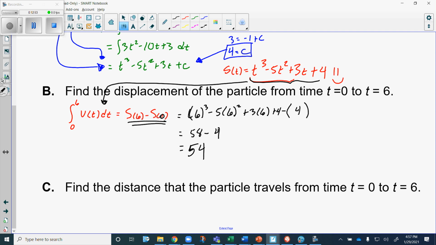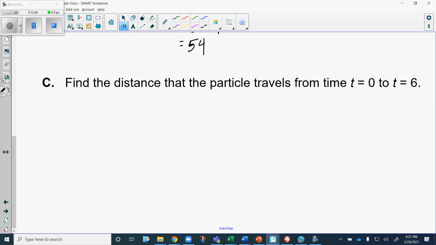And part C, find the distance that the particle has traveled. Well, the distance in this case can get a little hairy because all we did there for displacement is take into account where we have values below the x-axis, where we're moving left as well as right. So that's the displacement. That's where you finished compared to where you started. That's not the same thing as the total distance that you have traveled. So in this case, we're looking for the total distance on part C.